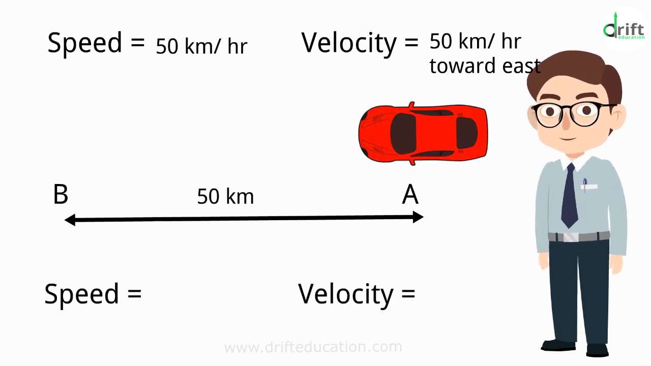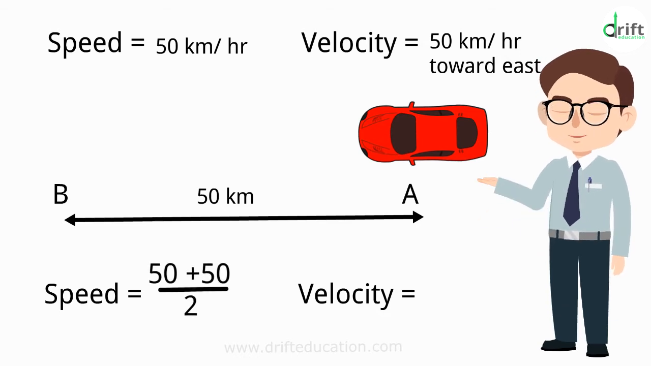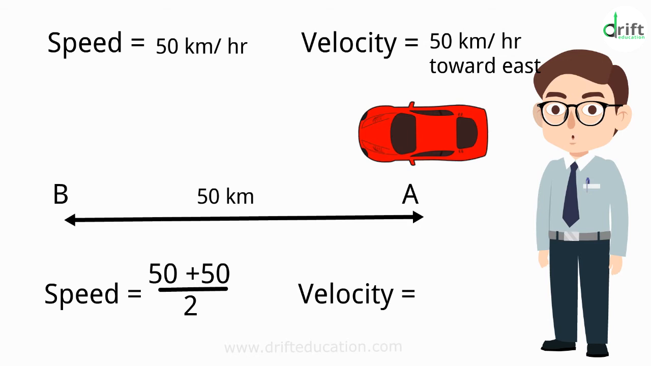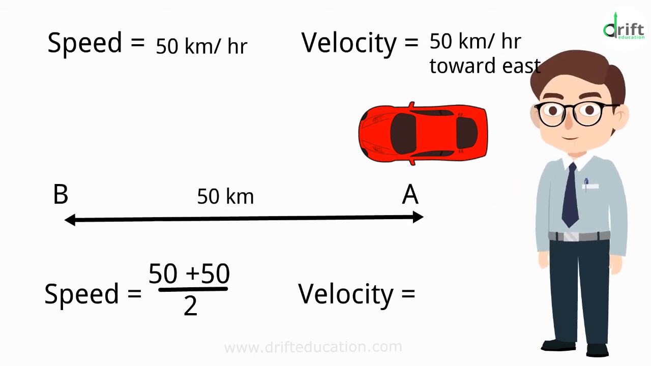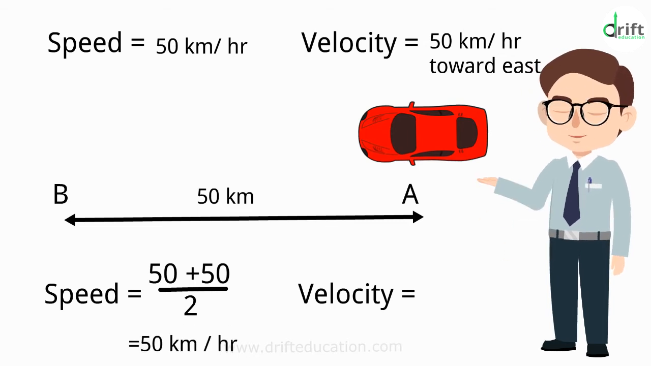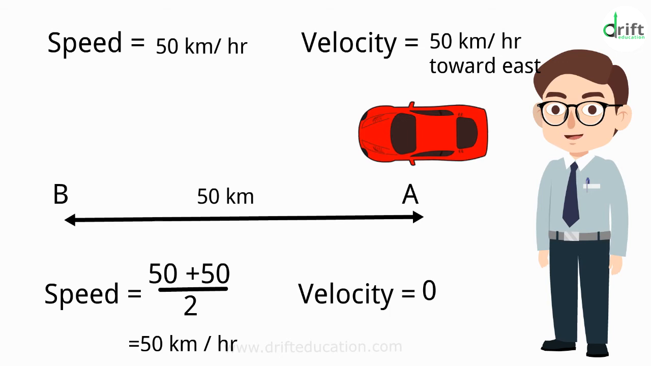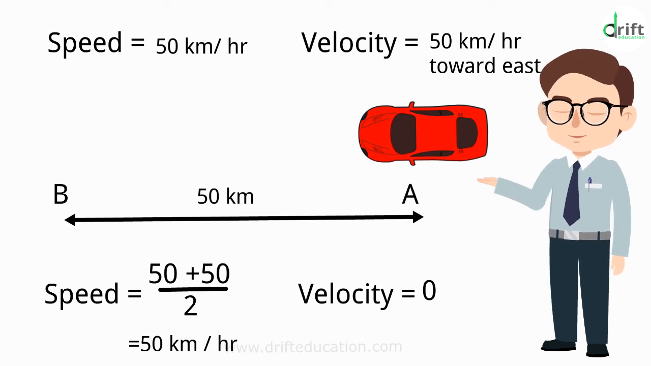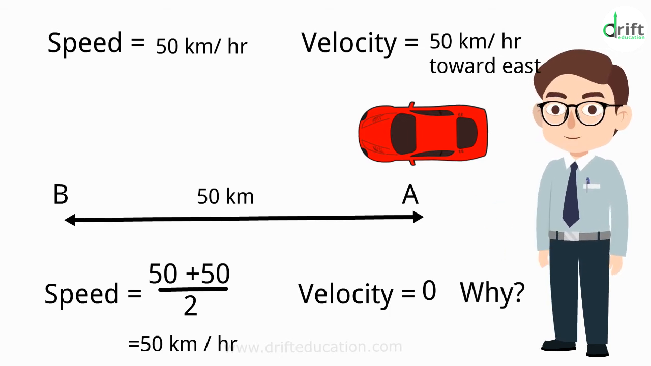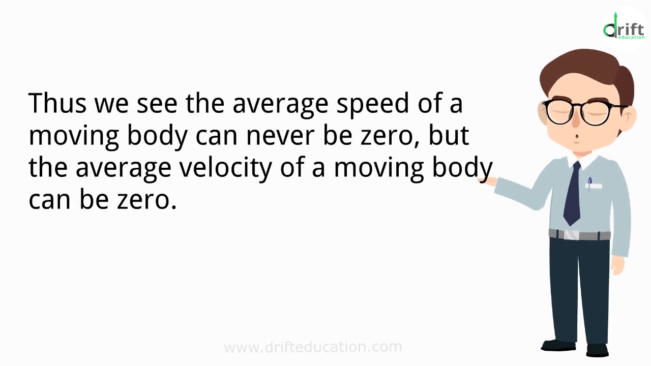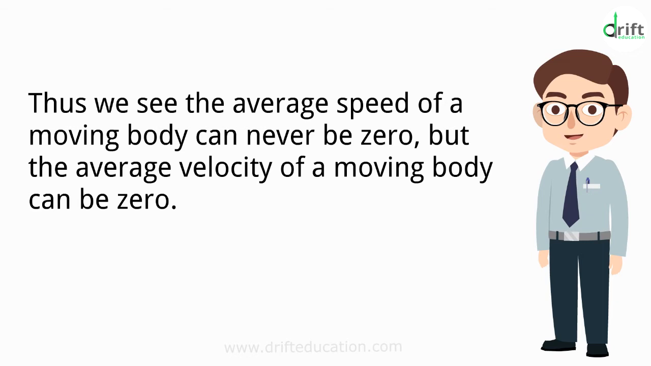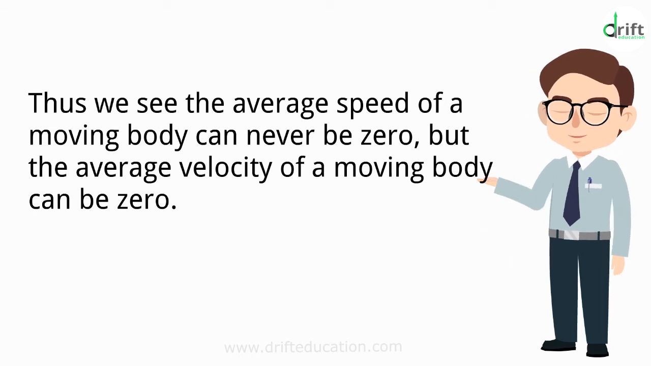It will be total distance by total time taken, that is 50 plus 50 kilometers divided by 1 plus 1 hour, which is equal to 100 km divided by 2 hours, which is equal to 50 km per hour. But what about velocity? Yes, it will be 0. But think why. A small hint is that the car came back to its original position. Just think why. This is your homework. Thus, we see the average speed of a moving body can never be 0, but the average velocity of a moving body can be 0.